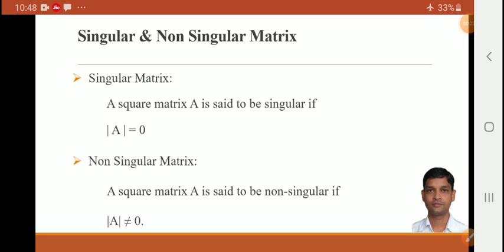First one is singular matrix. A square matrix A is said to be singular if the determinant of A is equal to 0. Means if you have a square matrix and its determinant is 0, then that matrix is called a singular matrix. Non-singular matrix: a square matrix A is said to be non-singular if its determinant is not equal to 0.